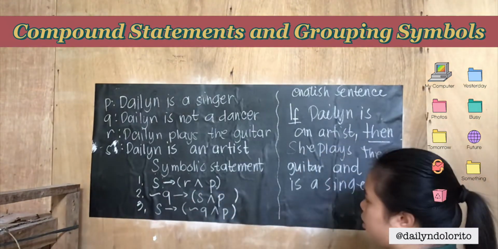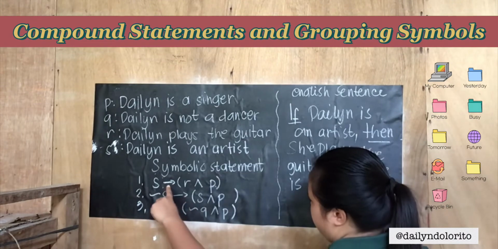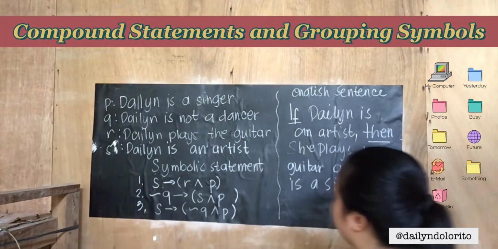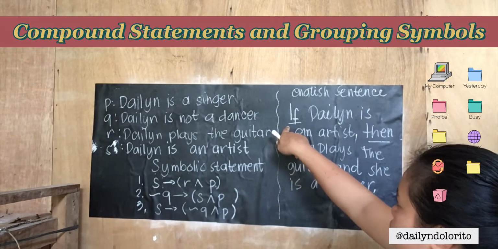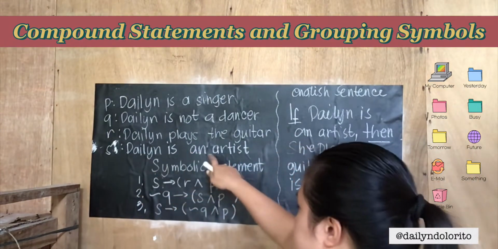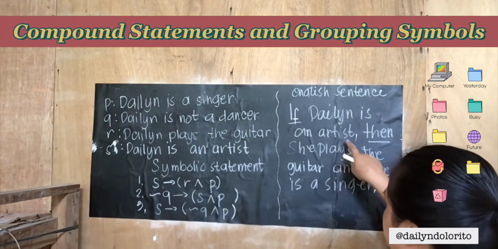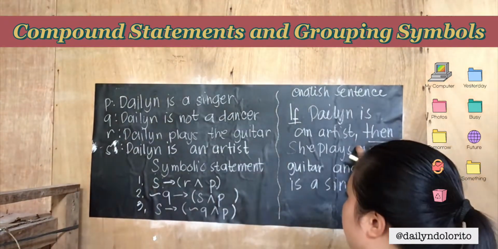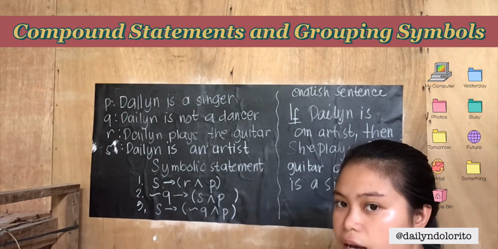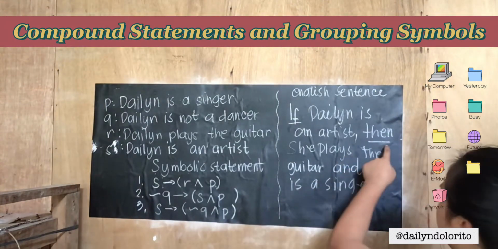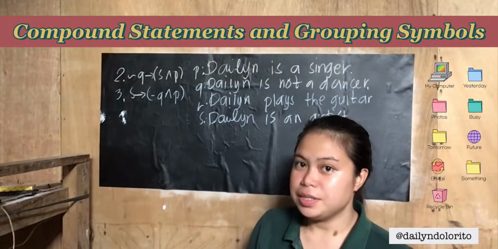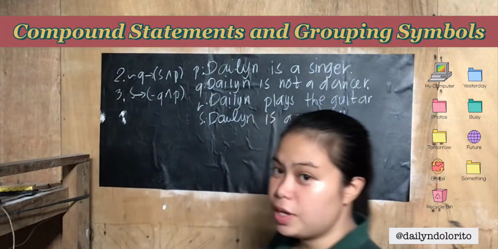As I told you earlier, if you have the arrow, that basically means an if-then statement. So you write if first, and then the S, which is Dailyn is an artist. So that is, if Dailyn is an artist, and don't forget to use a comma, because it is separated from the next sentence, which is then she plays the guitar and she is a singer. Let's continue to our second example.